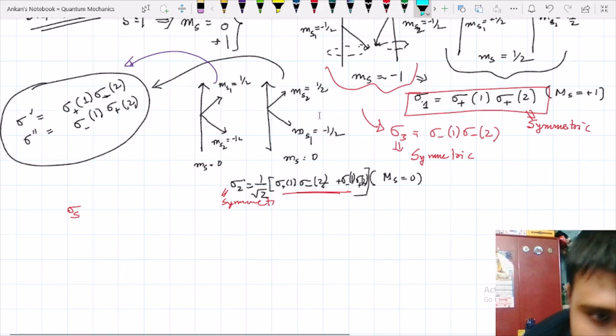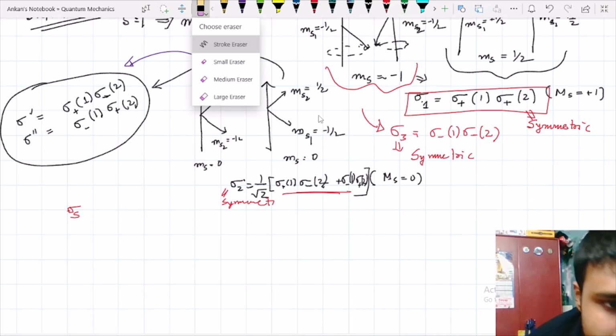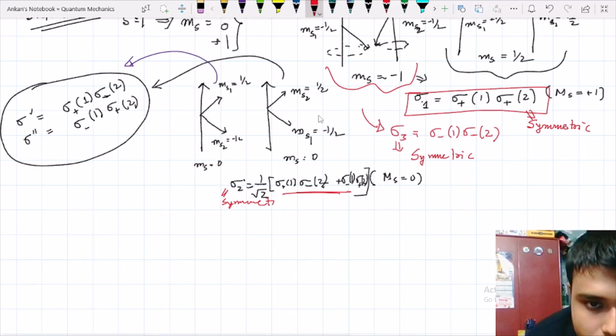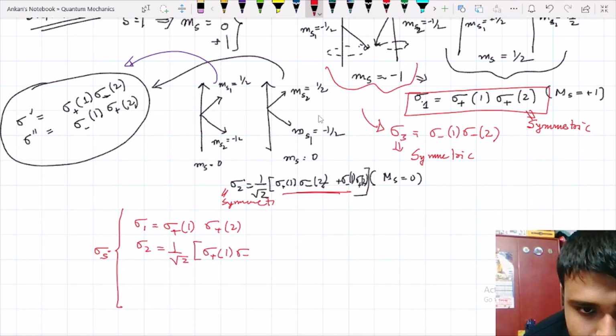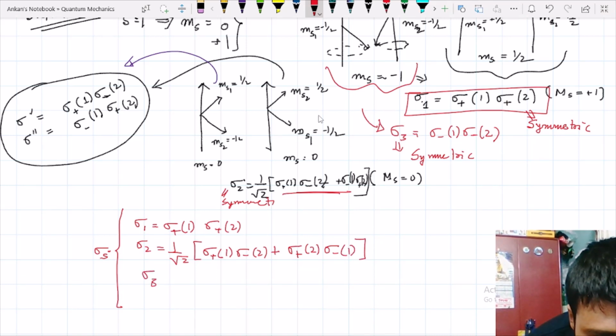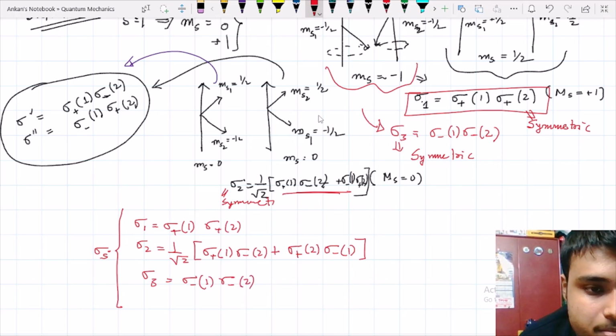Now from this we can at a glance write that sigma 1 is sigma plus 1 sigma plus 2, sigma 2 is the superposition of sigma plus 1 sigma minus 2 plus sigma plus 2 sigma minus 1, and sigma 3 can also be written as this. So these are all symmetric.